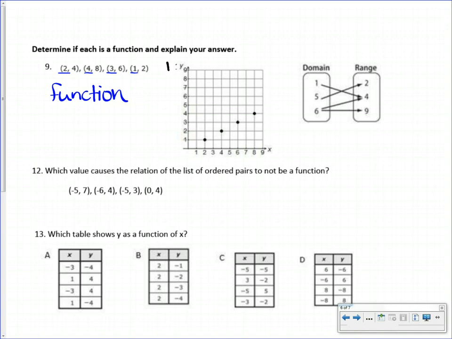Number 10. We have another graph, so we're going to use the vertical line test. So draw your vertical line. It doesn't matter which point you draw it through. It's still only going to touch your graph at one point. So this is also a function.